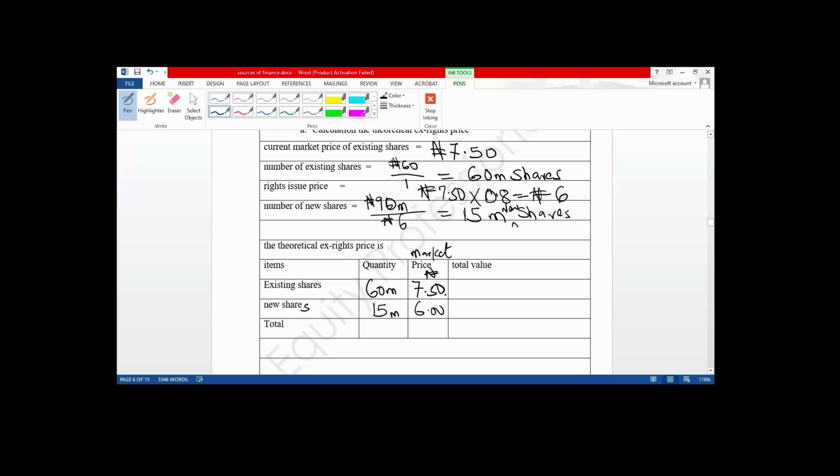Now get your value. 60 million multiplied by 7.5 is 450 million. 15 million multiplied by 6 is 90 million. Now, sum your quantity, sum your total value. Quantity of shares, 75 million, and total value, 540 million.